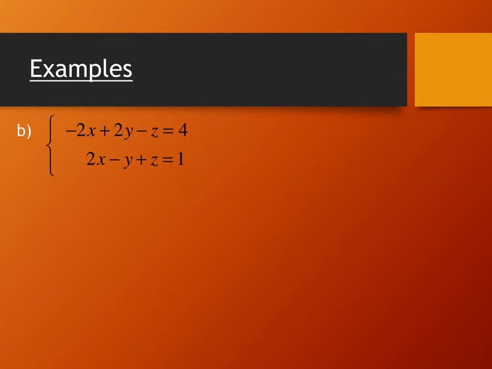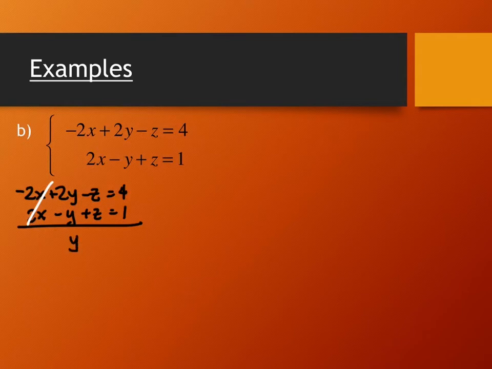So take a look. We'll just cancel the x's first because they're so nicely defined there that I don't even have to change anything. And I'll just do it over here on the left-hand side first. So I have negative 2x plus 2y minus z equals 4. And I have 2x minus y plus z equals 1. So the 2x's, of course, add to 0 on the first part. I have a y in the middle. And interestingly enough on this one, the z's also cancel.